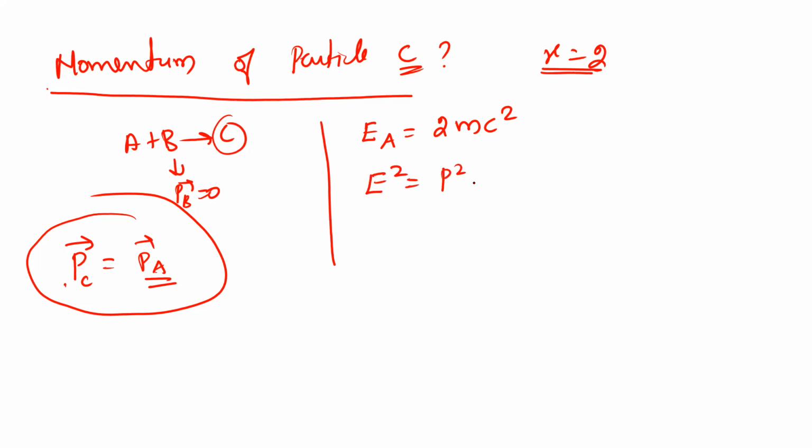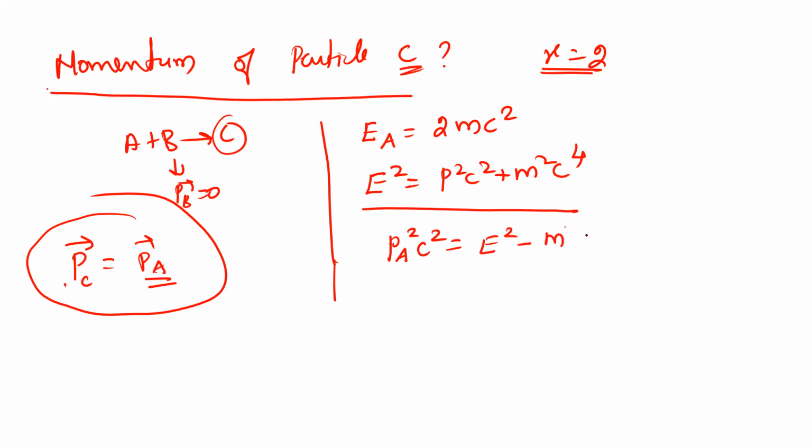Because we know this relation, E square is equal to p square c square plus m square c raised to 4. You can always use this. This is much quicker. So this means that p square c square, or pa square c square, is equal to E square minus m square c raised to 4. Or pa square is equal to E square by c square minus m square c square. We can do this. Now this we know because E is given by 2mc square, let's say EA here. So this is the 3-momentum.